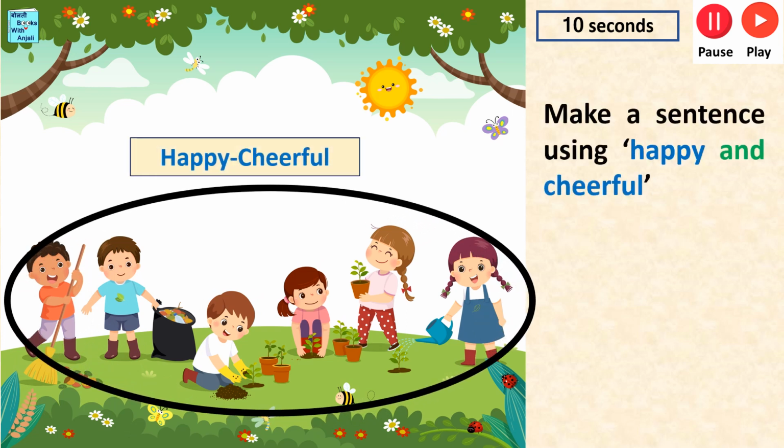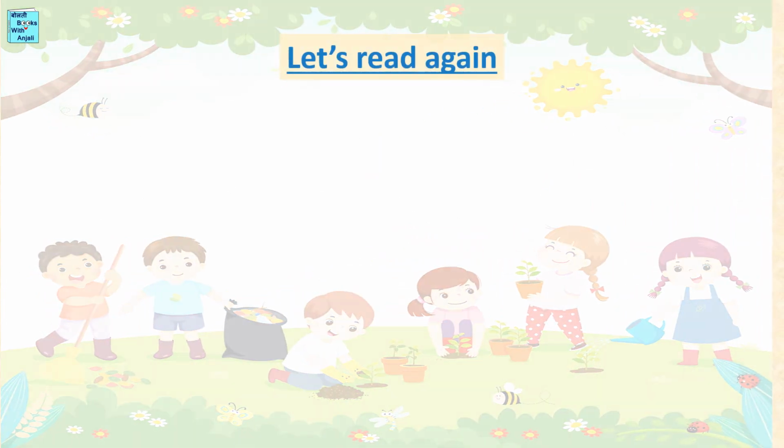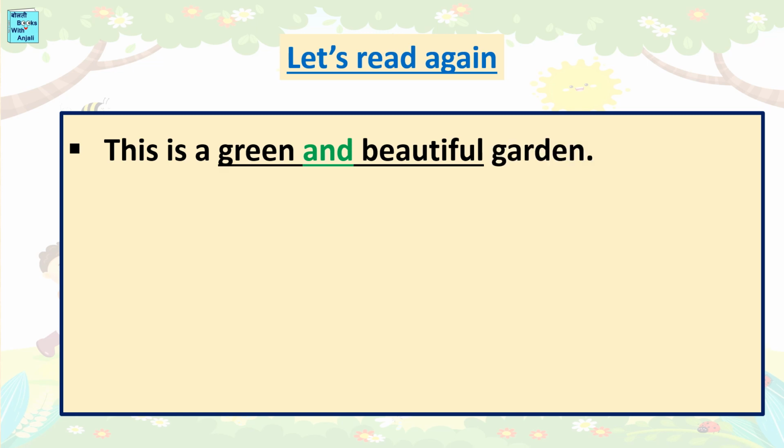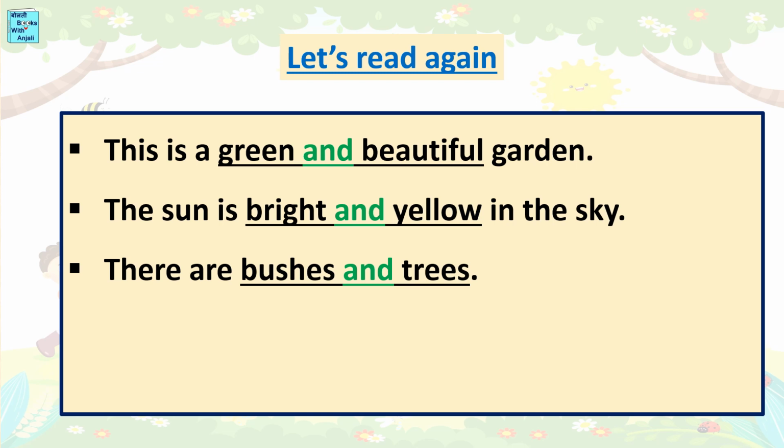Happy and cheerful. The children are happy and cheerful. Let's read once again. This is a green and beautiful garden. The sun is bright and yellow in the sky. There are bushes and trees.